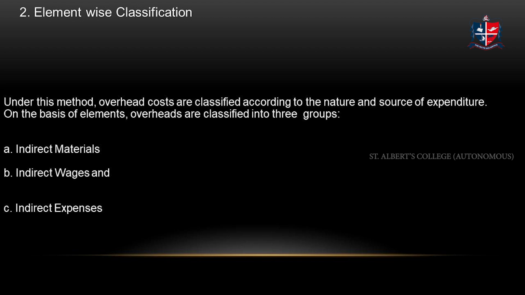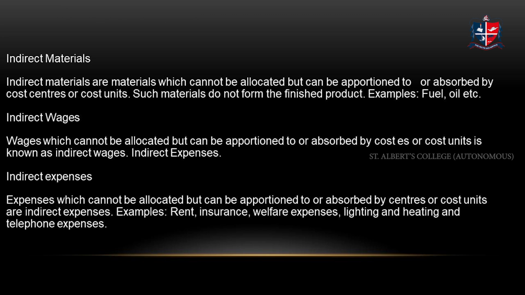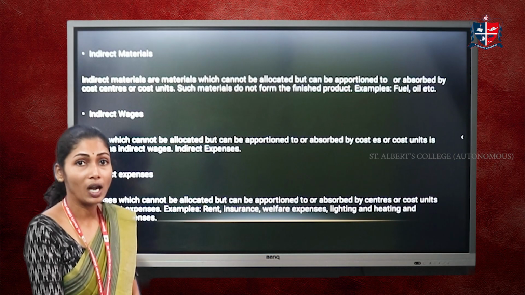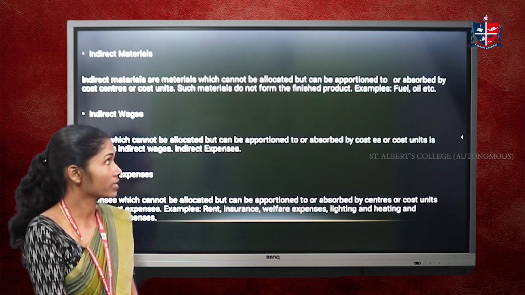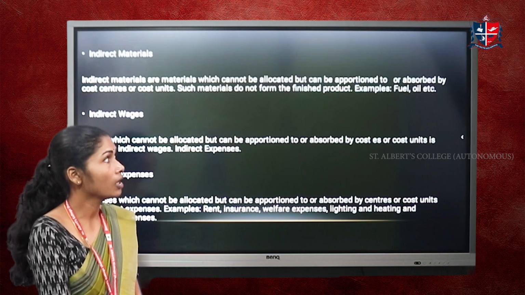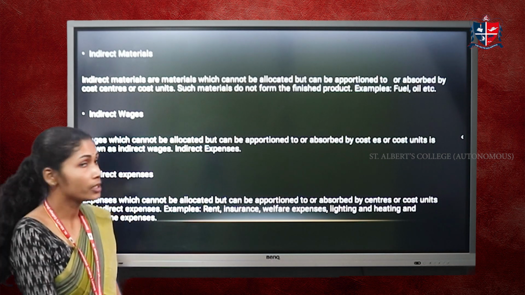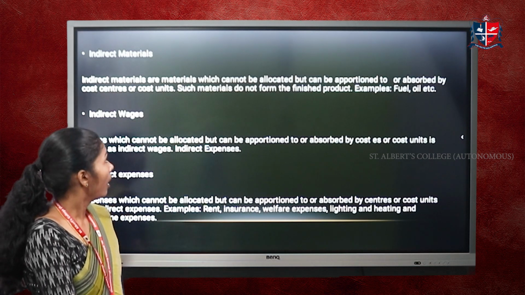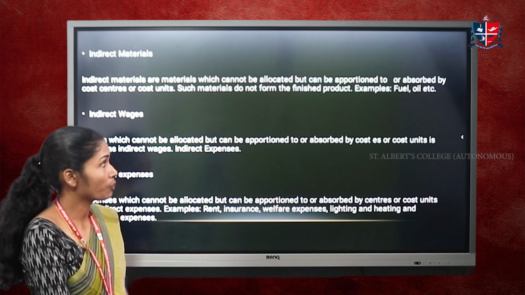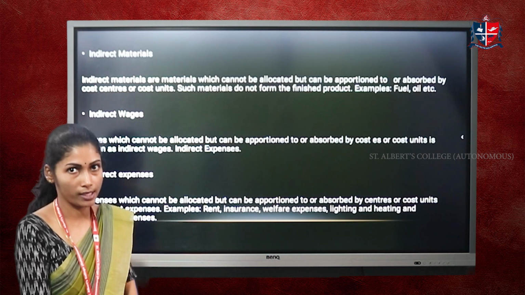On the basis of element, the overheads are mainly classified into 3 categories. The first one is indirect material, second one is indirect wages, and the last one is indirect expenses. The first one, indirect material. Indirect materials are the materials which cannot be allocated directly to the production but can be apportioned or absorbed by the cost centers or cost units. Such materials do not form the finished product, for example, fuel, oil, etc.